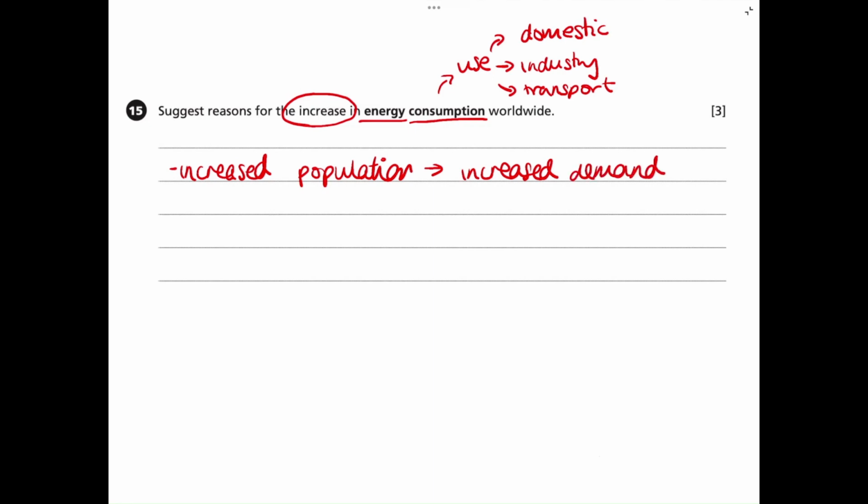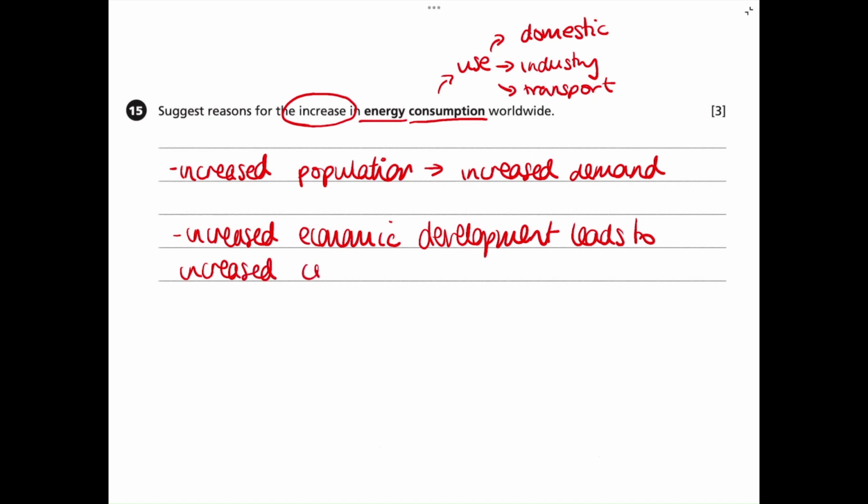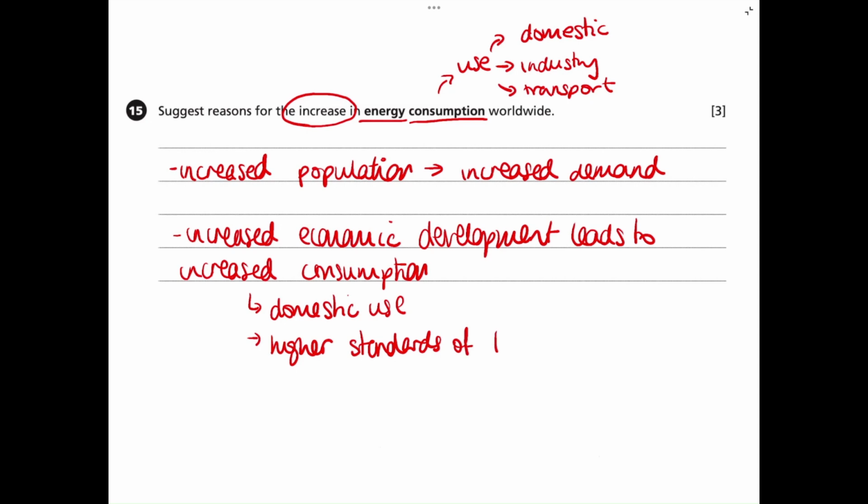And also, increased economic development leads to increased consumption of energy. As countries develop, they demand more electricity. So, for example, you might use more electricity in household appliances such as TVs, washing machines, etc. Or you might have more personal transport methods such as a car, which will require more energy. So, affluence may lead to higher standards of living, and this also may include more electrical items and gadgets.